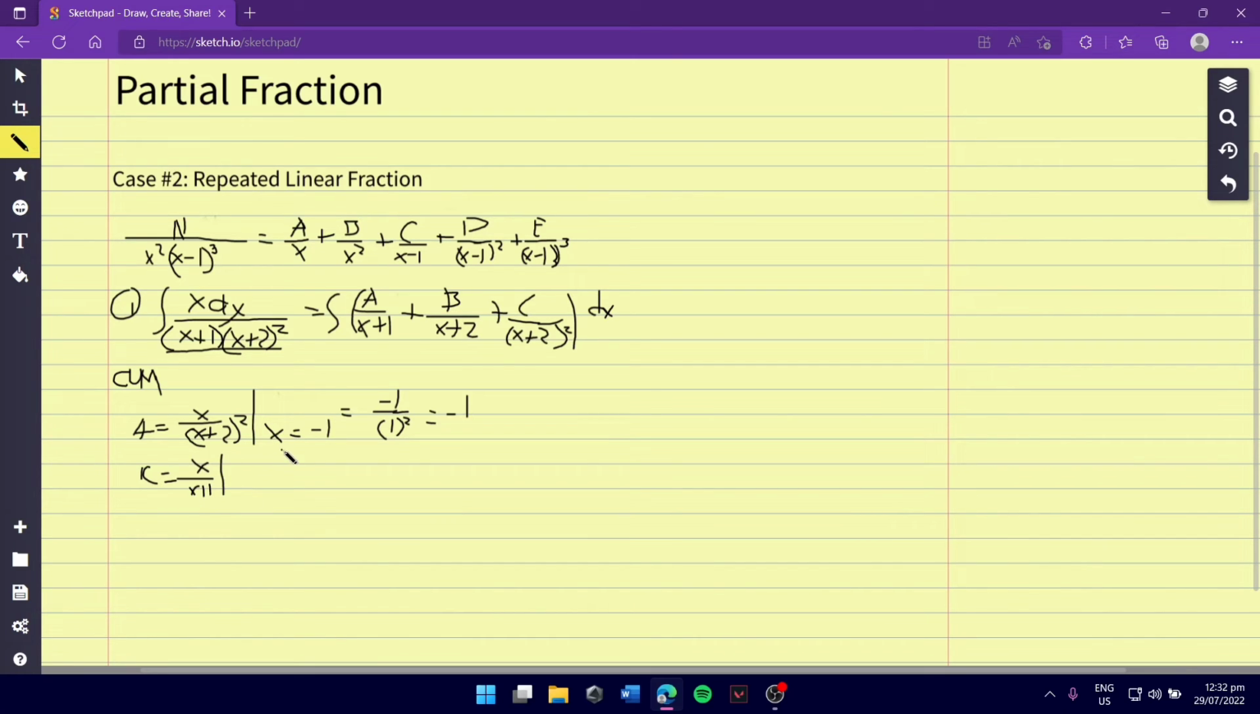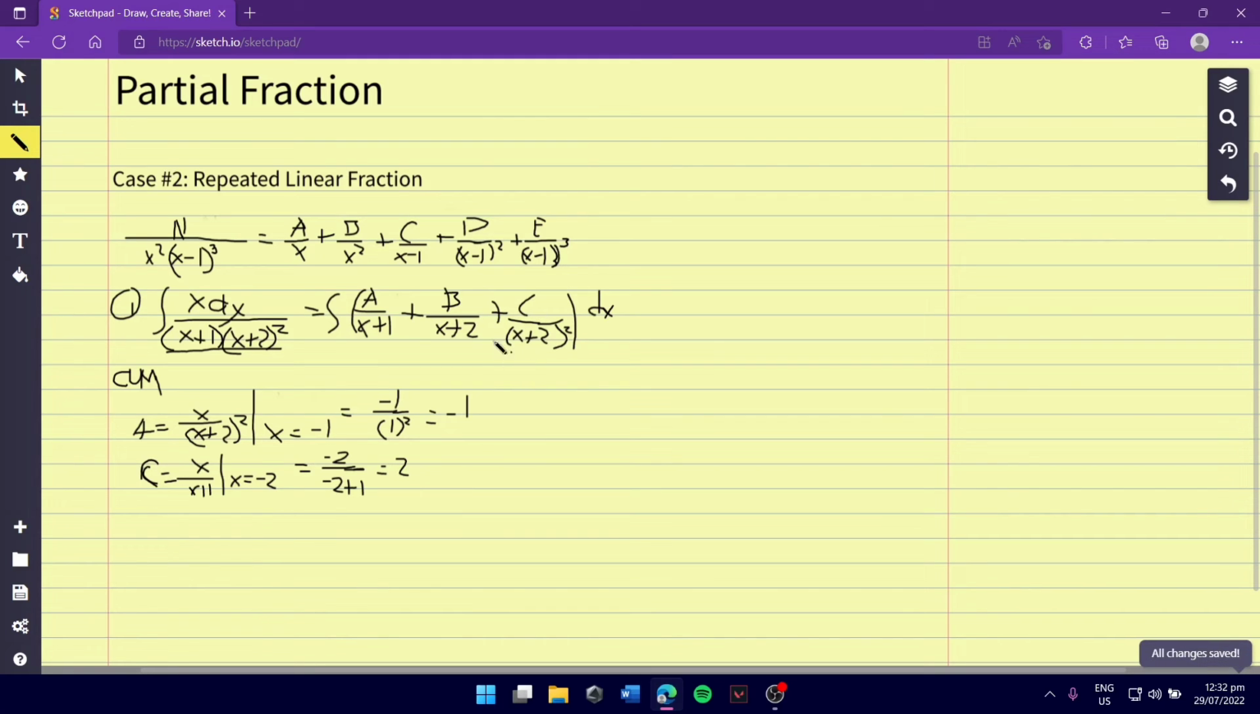So what is the value of x that will make this 0? So we have 2, I mean -2. So x is equal to -2, right? Next, we will distribute the value of x. So this will become 2 over -2 plus 1. Simplifying, we have 2. So we now know the value of our A and C.